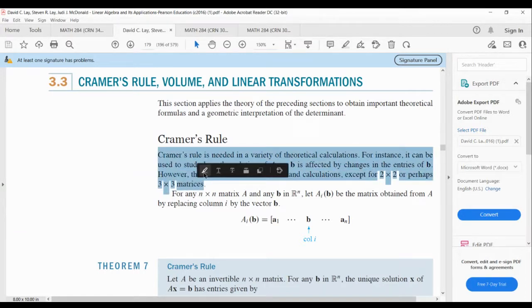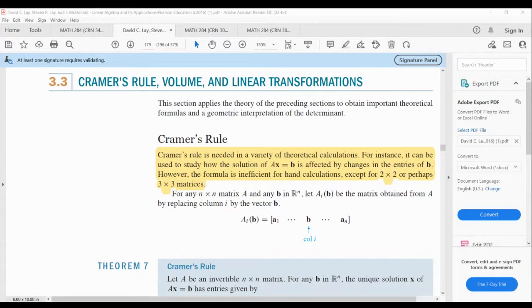Now they make a little comment right in the beginning. Cramer's rule is needed in a variety of theoretical calculations, and it can be used to study how the solution of a system of equations is affected by changes of the entries in the constant vector on the right. And you'll get an intuitive feel for this when we do Cramer's rule. The formula, though, is inefficient for hand calculations, except for 2x2 or perhaps 3x3 matrices.